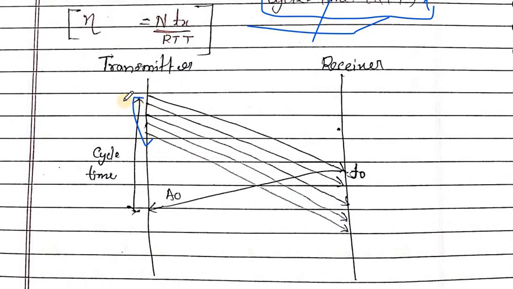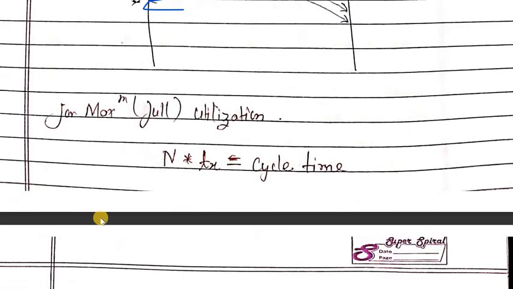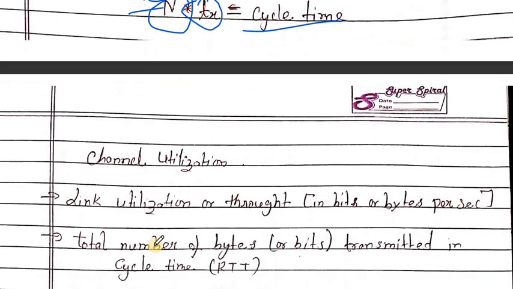Here there is a transmitter having n as its window size, and the acknowledgement comes from the receiver end. For full utilization there is a formula: the cycle time is equal to the transmission time of one frame into n number of frames. If the transmission time of one frame is 1 and the cycle time is 10, then we have to send 10 frames for 100% utilization of the channel. So the channel utilization happens here.